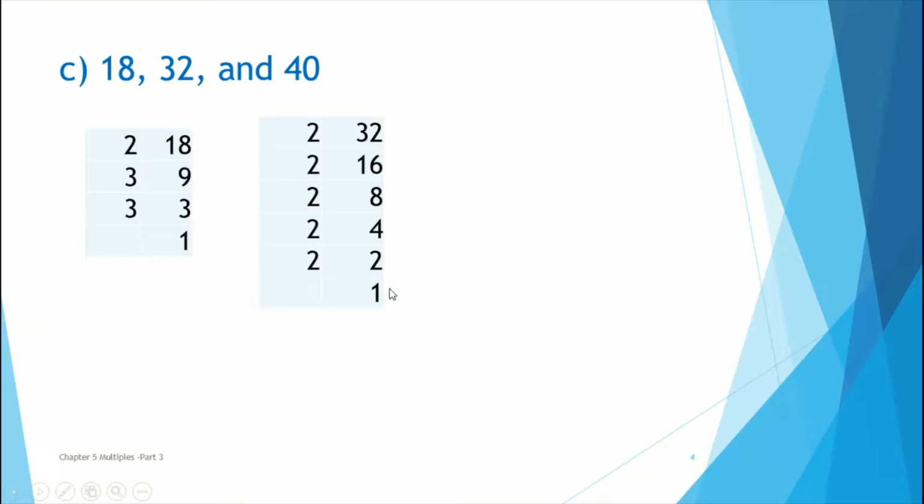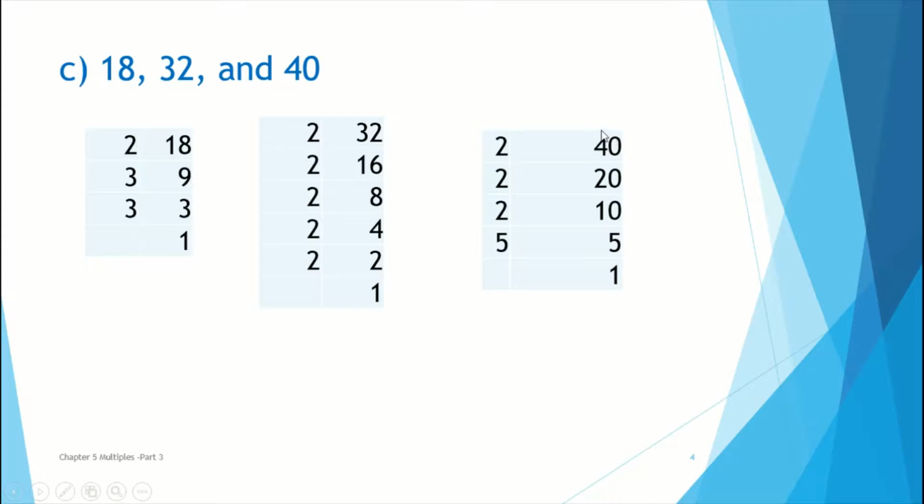We have got 1. It means we are done with the short division method. So what are the prime factors of 32? 2 multiplied by 2 multiplied by 2 multiplied by 2 multiplied by 2, that is 5 times 2. Now we'll find the prime factors of number 40.